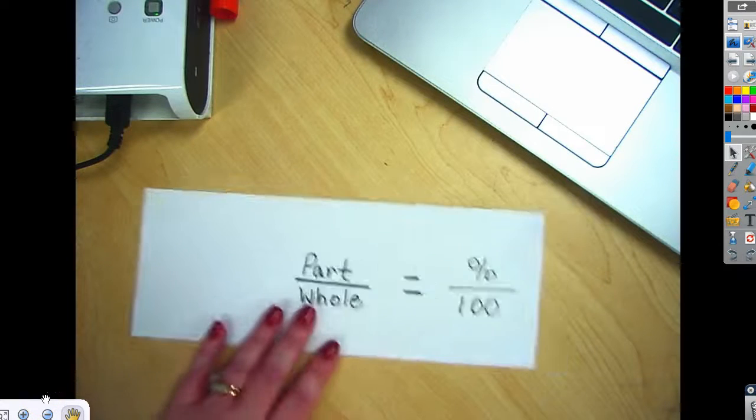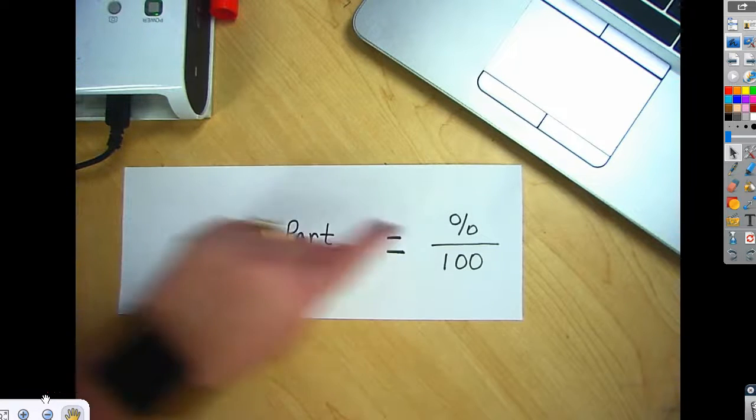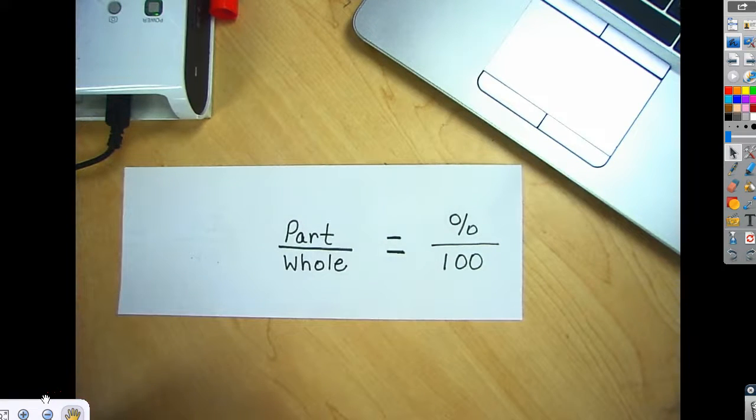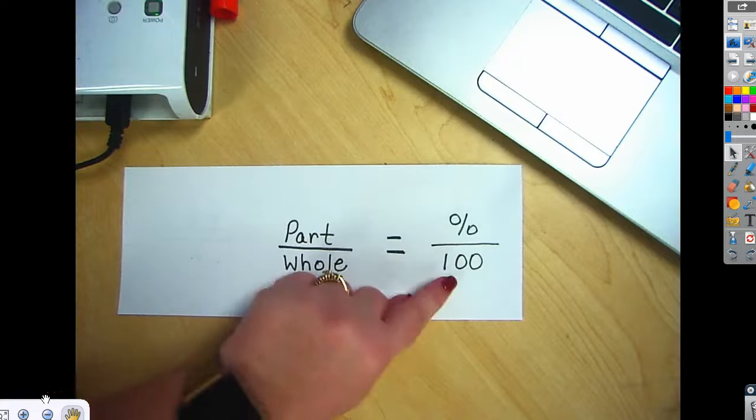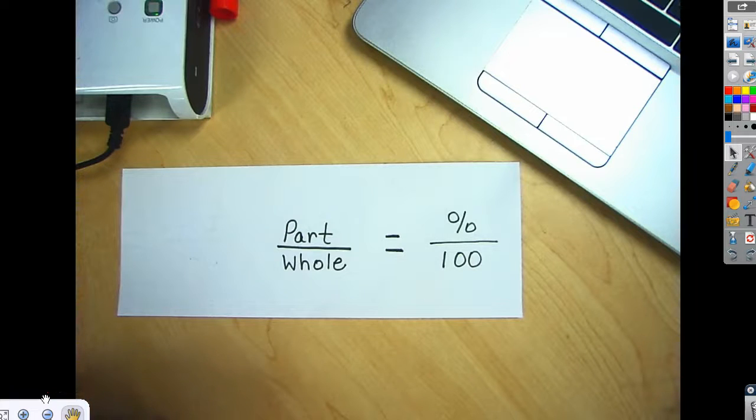All right, today we're moving on to what's called the percent proportion. So it's proportions, one ratio set equal to another ratio. It is proportions, but one of the proportions is always going to be a percent, and it's going to be a percent out of 100. Why would it be a percent out of 100?